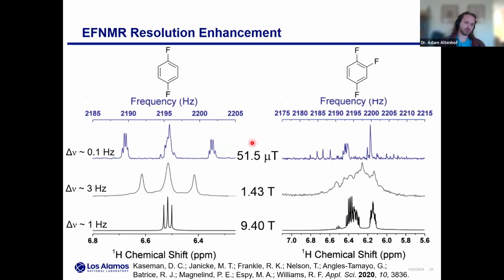Another nice example of this resolution enhancement. This is from my colleague and predecessor, Derek Caseman. So here Derek has measured a couple samples, this difluorobenzene complex and trifluorobenzene. In each case, Derek is showing you the 9.4 Tesla high field, a benchtop 1.4 Tesla spectrum, and then ultimately the Earth's field NMR. So in this difluoro complex, at high field, the line width is usually on the order of a hertz. We have this sort of weak coupling triplet, if you will.